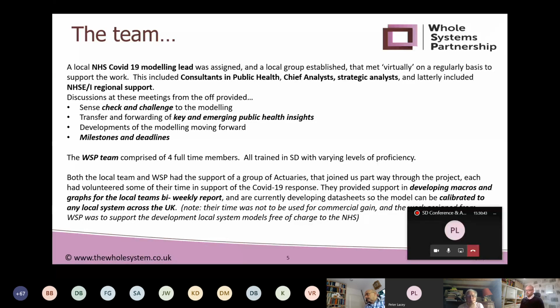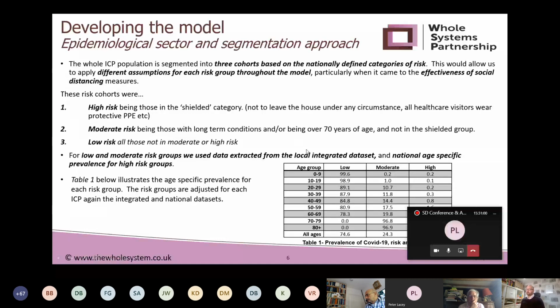And I think it's just important to note that none of their work was to be used for any commercial gain. So the work that they're doing allows us to create these local models completely free of charge for any health system at the ICP level.